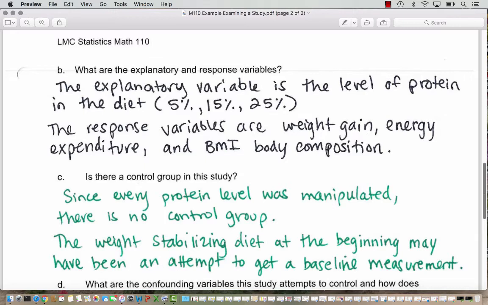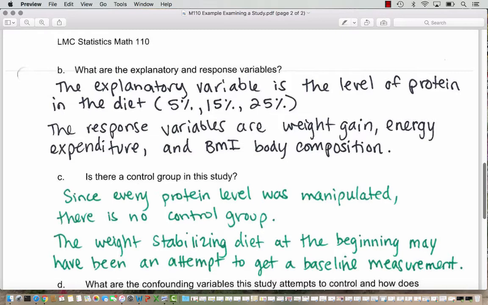So you only want to have one explanatory variable because you don't want to have competing explanations and then you wouldn't know which was affecting the response. So here the explanatory variable is the level of protein in the diet. And they had 3 different groups: 5%, 15%, and 25%, corresponding with what they called low protein, normal protein, and high protein. The response variables can have multiple response variables trying to measure that one explanatory variable where you made the change. So here they had 3 different response variables: the weight gain, the energy expenditure, and the body mass index or BMI body composition.